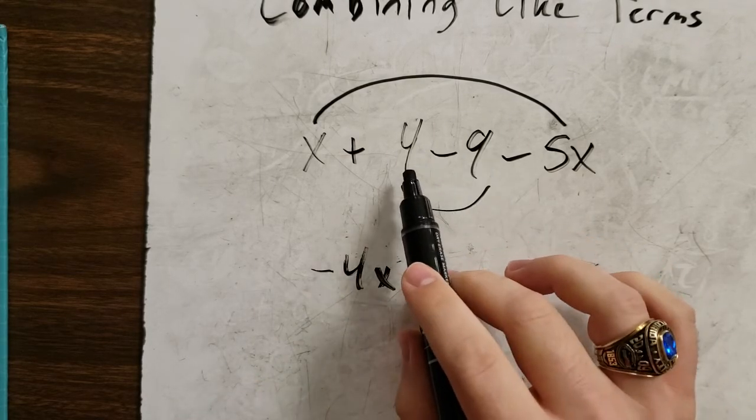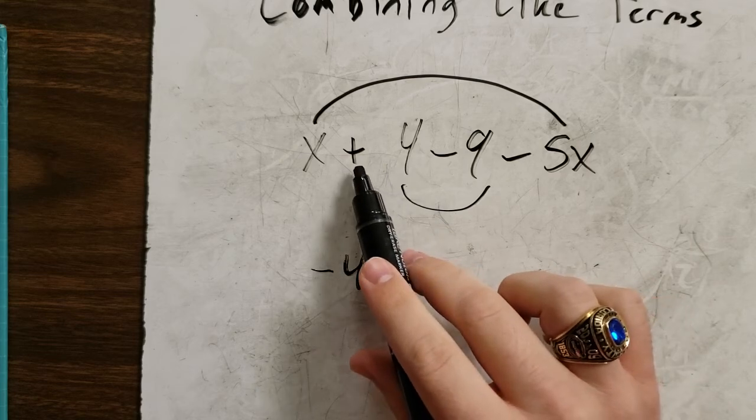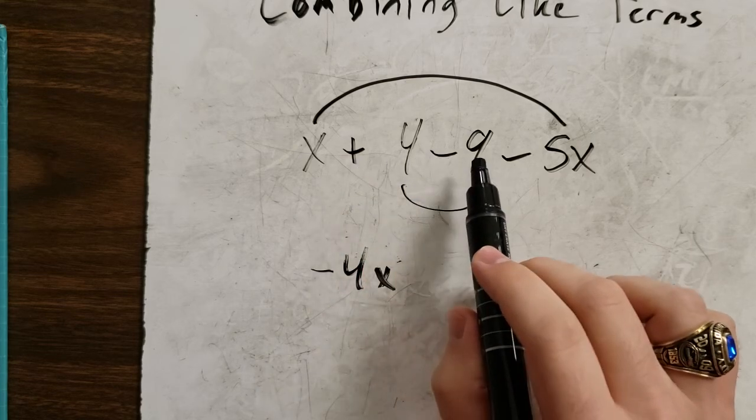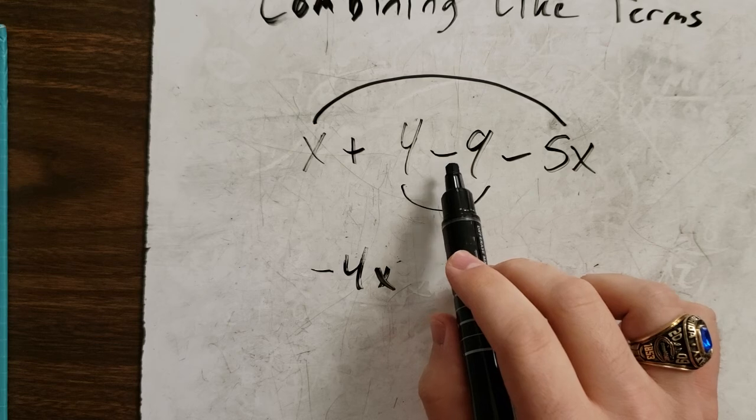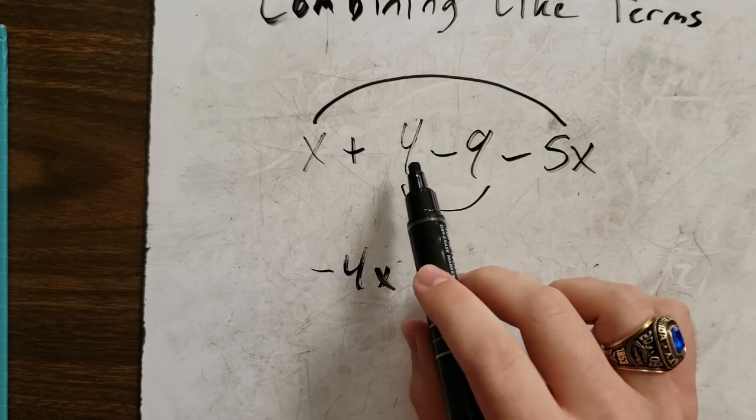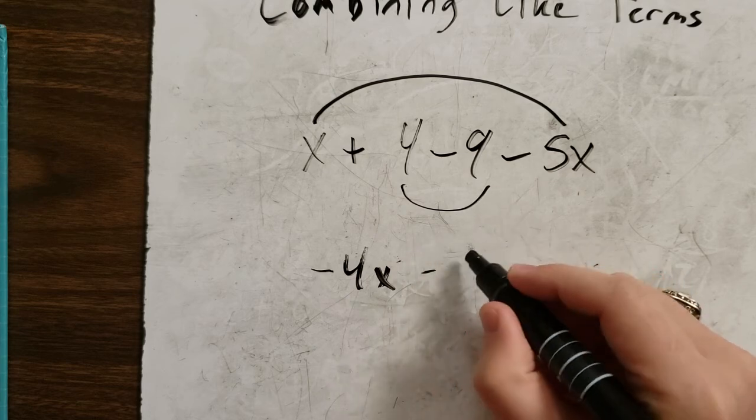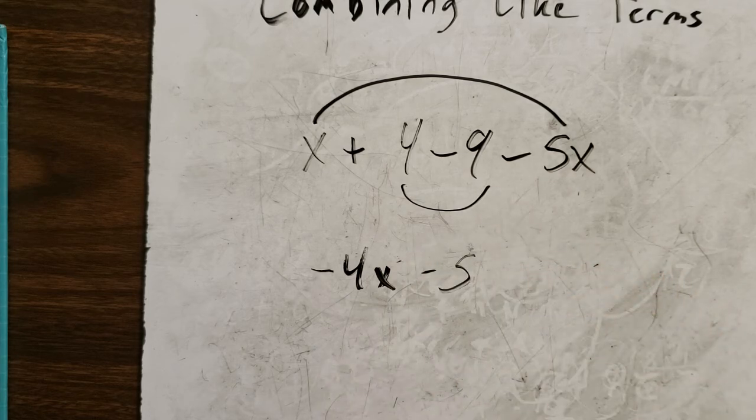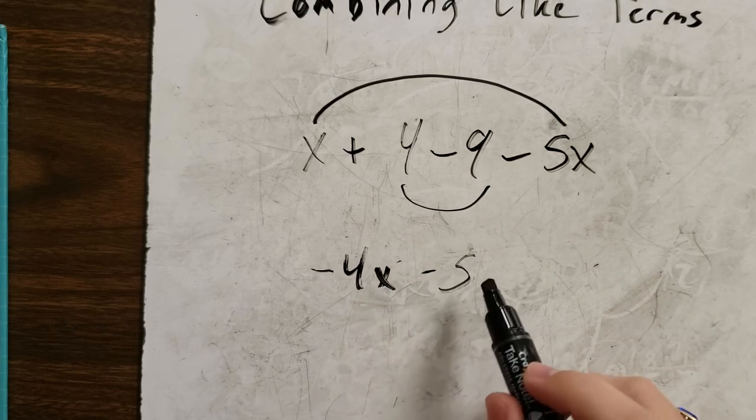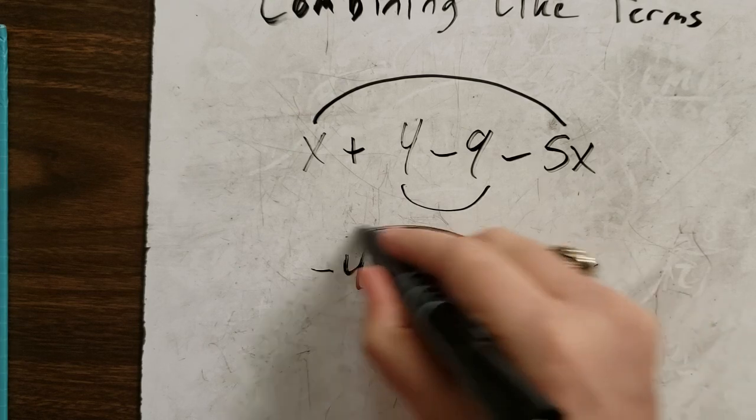Now we look at our terms in the middle. 4 is positive because of the plus sign in front of it, and 9 is negative, or minus, because of the minus sign. So we just do 4 minus 9. And 4 minus 9 equals negative 5. Now because we have our x here and no x here, our problem is complete.